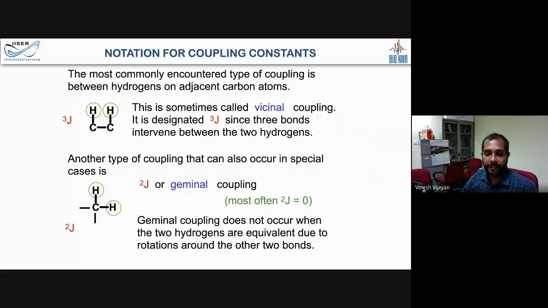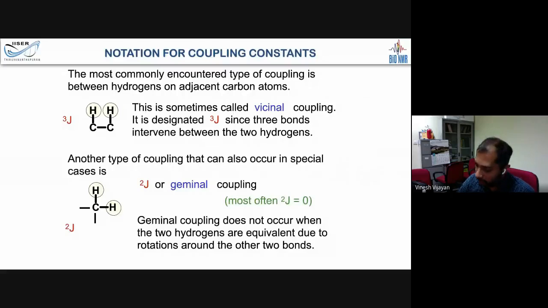3J coupling is called the vicinal coupling, and this is the most common coupling that we see. There is also geminal coupling. It's a 2J coupling, like here. Most of the cases, these hydrogens have the same chemical shift.